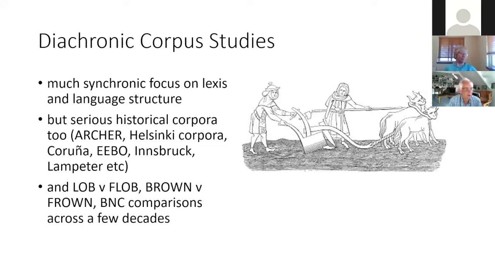And then, of course, there are also some means of comparison where you're able to take a corpus and then take the same corpus or a very similar corpus 3 or 4 decades later and study the changes that have taken place in the two corpora: LOB and FLOB, Brown and Frown, and various different generations of the British National Corpus. So quite a lot of that has been going on, and I'm very respectful of this work, but I've not actually taken an active part in it myself. So it's not as if diachronic work has not been done.